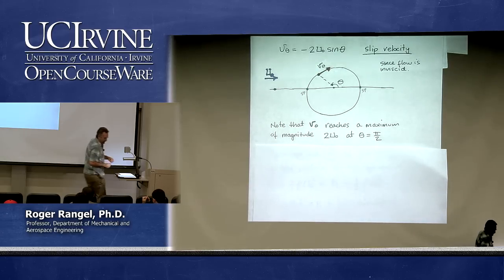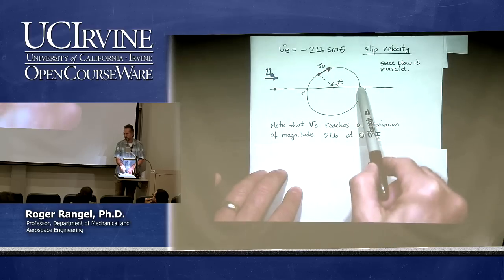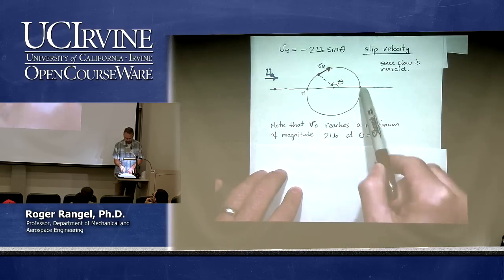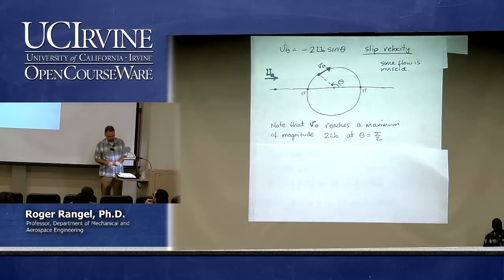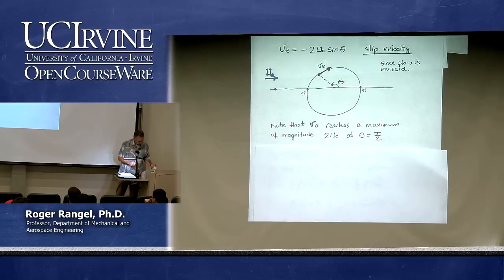And then what happens from then on? It slows down again back to 0 to reach the rear stagnation point. So much we find by looking at the stream function and the velocity components. And of course, we could draw the entire flow field, and I'll do it at some point later.